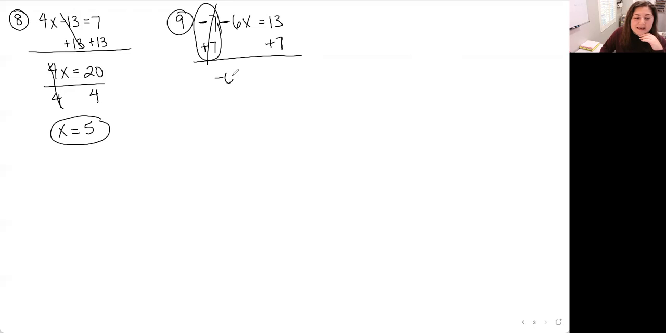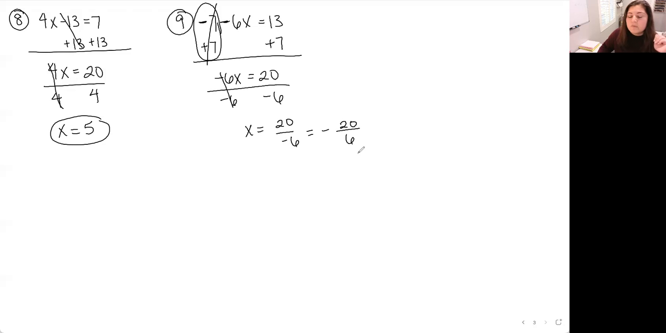And I am going to end up with -6x equals 20. And then I'm going to make this one pair by dividing -6 on both sides. And then I'm going to get x equals 20 over -6. So a couple of things. Thing one, this is actually the same thing as -20 over 6. So you don't have to keep the negative in the denominator.